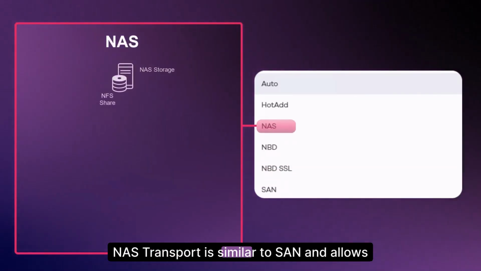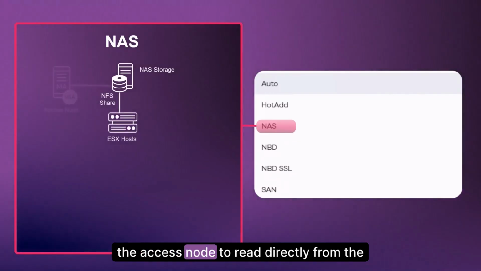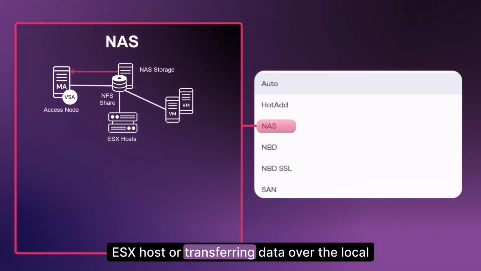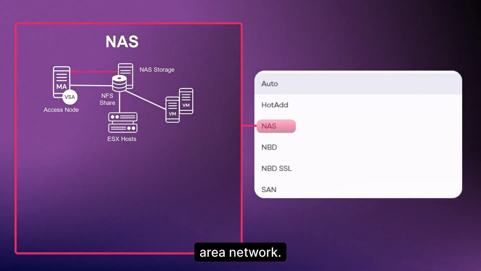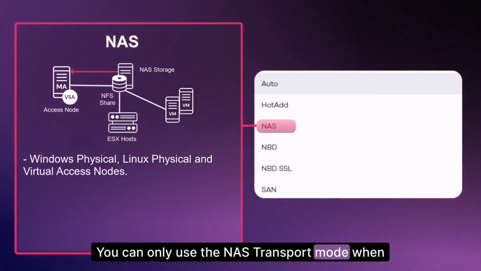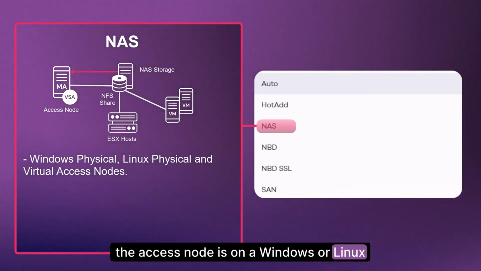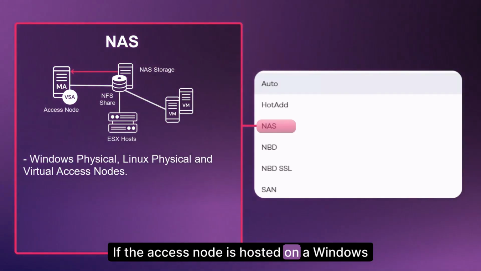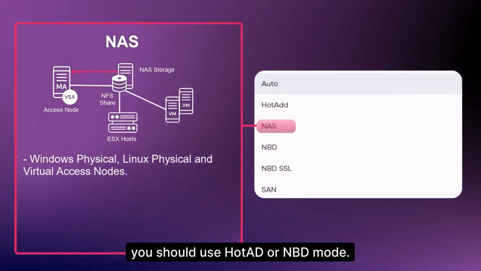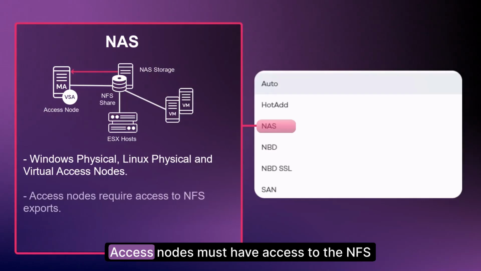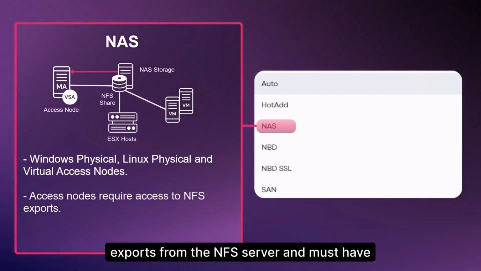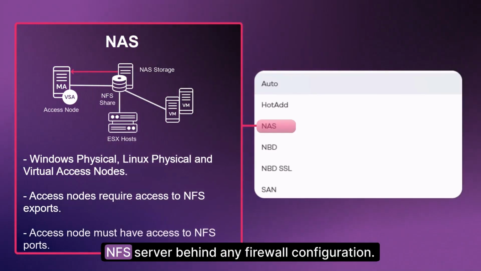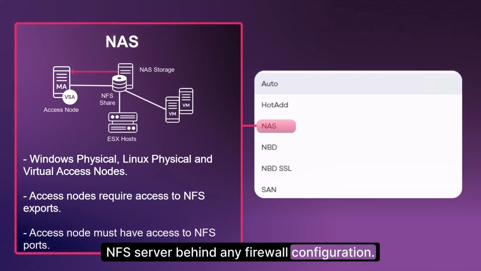NAS transport is similar to SAN and allows the access node to read directly from the network file server without going through an ESX host or transferring data over the local area network. You can only use the NAS transport mode when the access node is on a Windows or Linux physical computer or a Linux virtual machine. If the access node is hosted on a Windows virtual machine, you should use HotAdd or NBD mode. Access nodes must have access to the NFS exports from the NFS server and must have access to the NFS ports for the destination NFS server behind any firewall configuration.